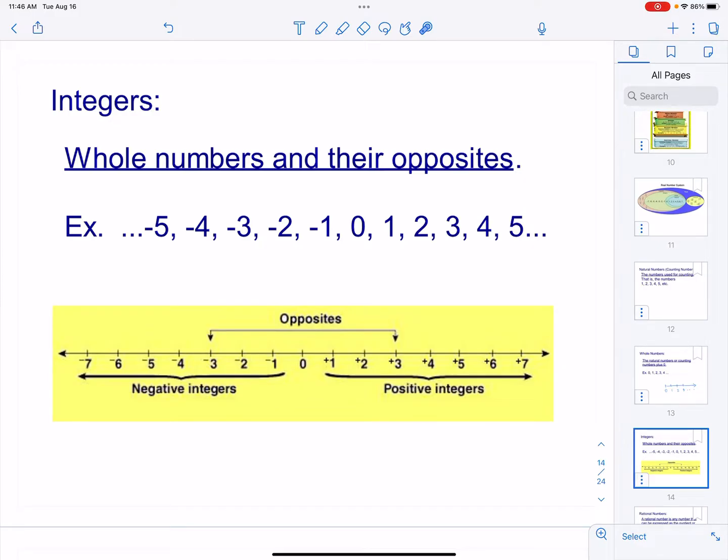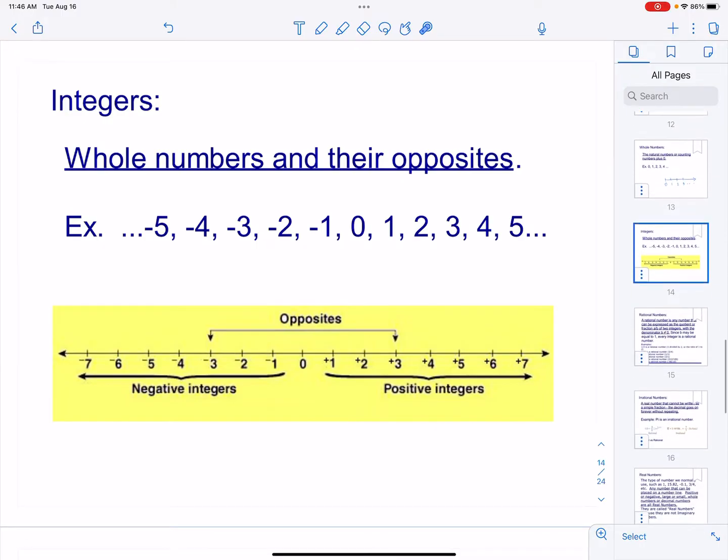So opposite doesn't mean the negative number. It just means whatever it is, I want the other sign. So if it was positive, the opposite is negative. If it was negative, the opposite is positive. And that's what I need you to understand about opposites.